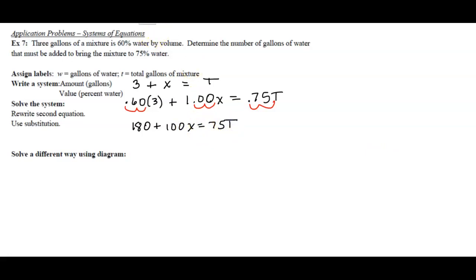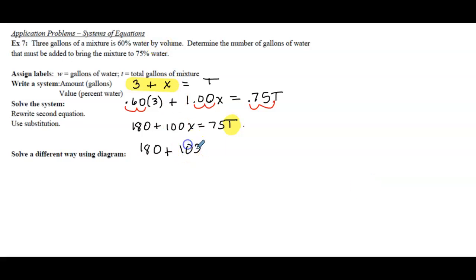Now you remember substitution, where we can take t, and we know what t equals. t is equal to 3 plus x. So we're going to take out the t and replace it with what t equals. So 180 plus 100, oh, that's an 8. That's supposed to be a 0 there, people.